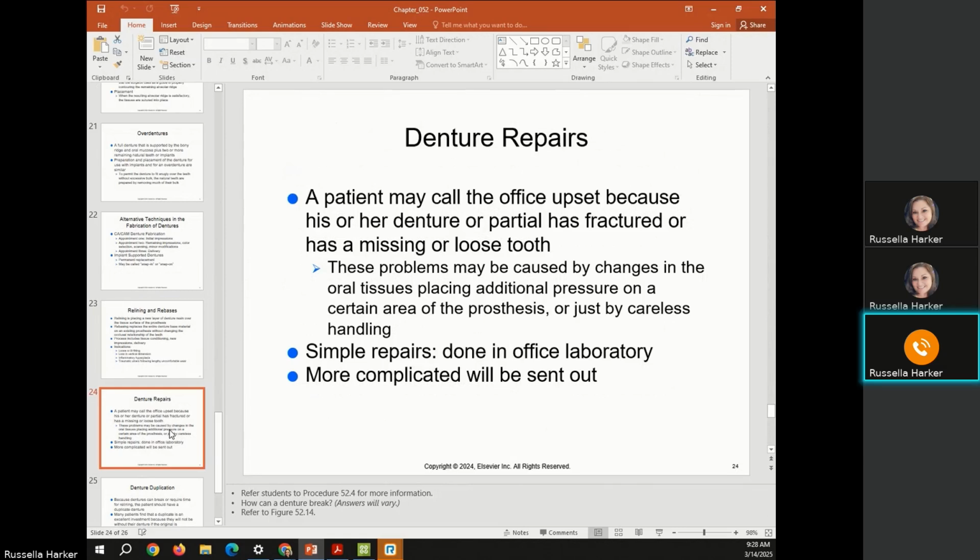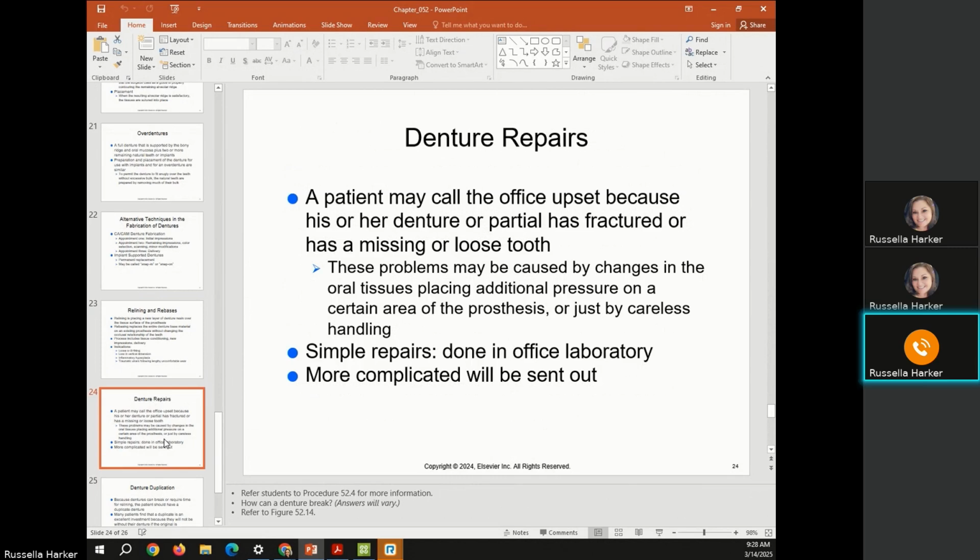Sometimes a denture may need to be repaired, and a patient may call the office upset because their denture or partial is fractured or has a missing or loose tooth. Those problems are common, and they can be caused by changes in the oral tissues, placing additional pressure on a certain area of the prosthetic, or just by careless handling. Maybe they dropped their denture or partial. That could cause it to crack or cause a tooth to fall out of it.